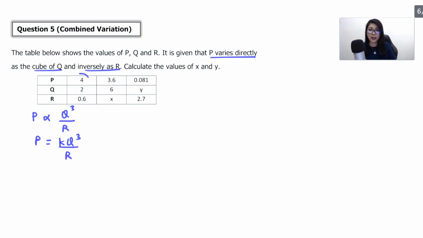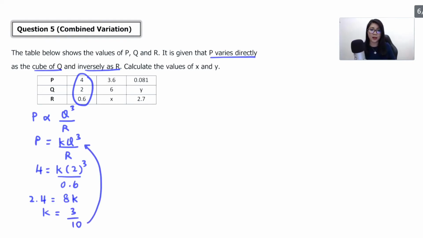And then we have to change it into equation form, which is P equals k Q cubed over R. And then I'm going to substitute these values because these three values are known and we can find k. Okay, so P is 4 equals k, and then Q is 2 cubed over R is 0.6. So this 0.6, I move it over to the left, become 2.4 equals 8k, because 2 cubed is 8. So therefore, k equals 2.4 divided by 8, which is 3 over 10. Then I'm going to substitute this into step 2 to find my equation, which is P equals 3Q cubed over 10R.